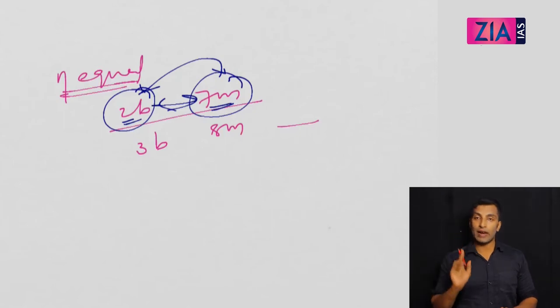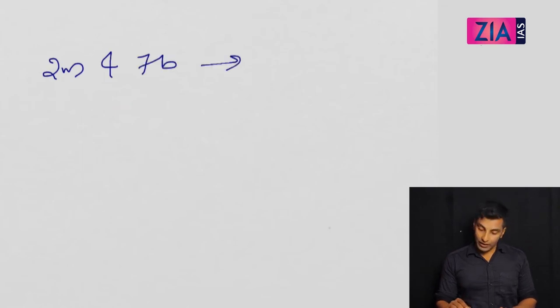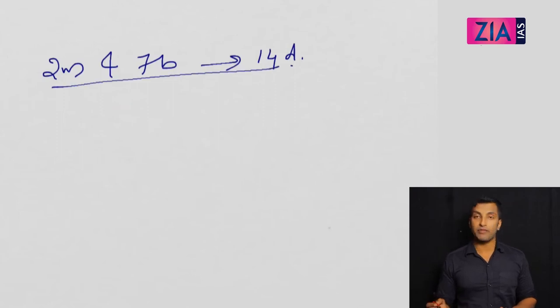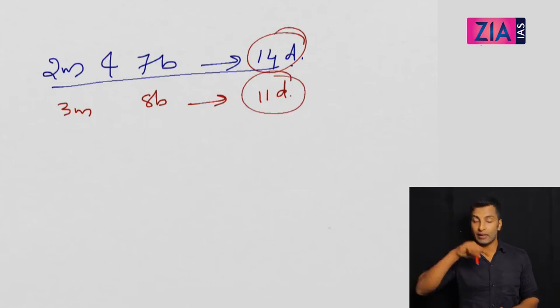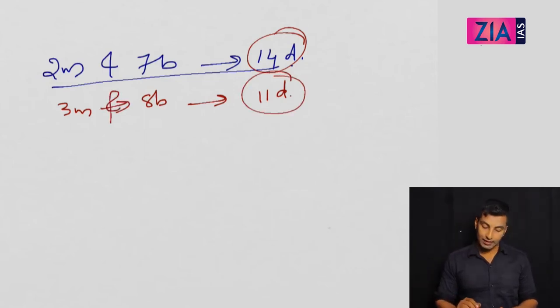So let's take one example so that you'll understand. See, 2 men and 7 boys can finish a work in 14 days. Okay, next case is 3 men and 8 boys can finish the same work in 11 days. So the same work in 14 days and 11 days, but the group is changing, right? That's why this is decreasing.